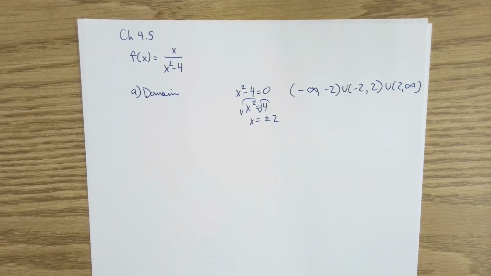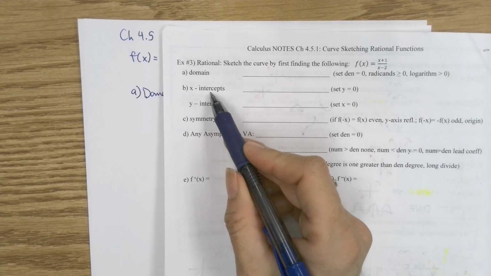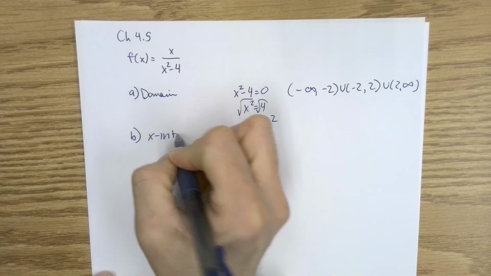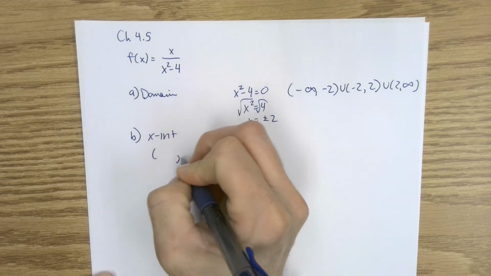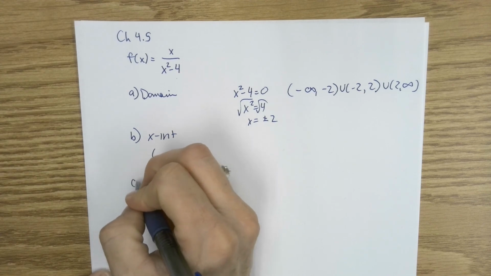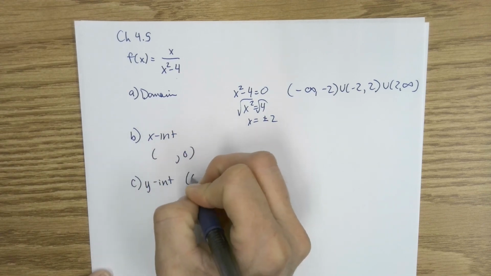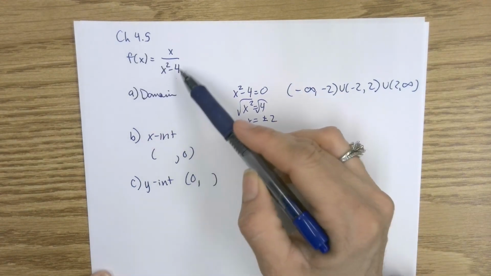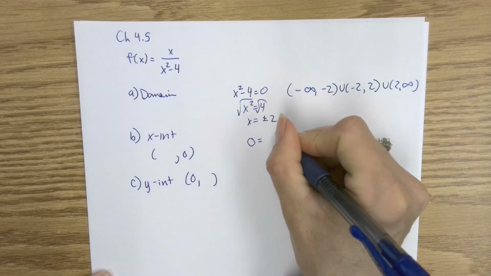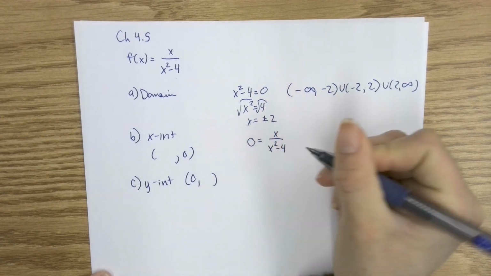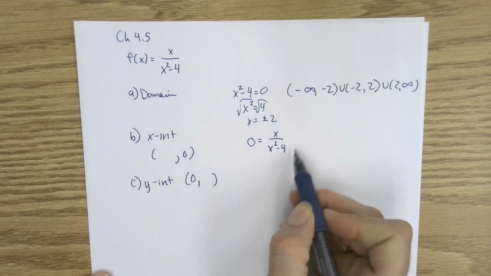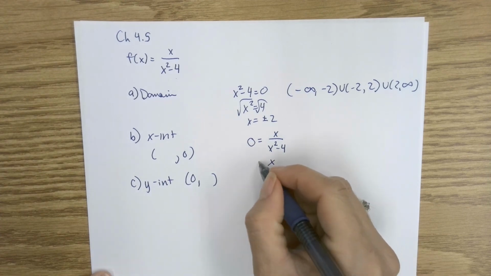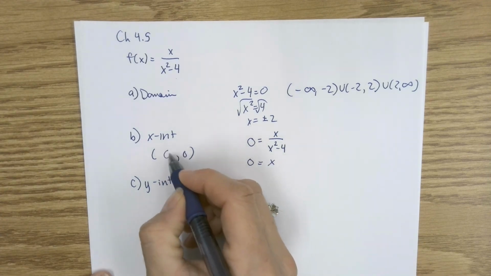Okay, the next thing, and again, I'm just following these steps right here, is to find the x-intercepts and the y-intercepts. For our x-intercepts, we are substituting 0 in for y. For our y-intercepts, we're substituting 0 in for x. So for the x-intercept, I'm going to have 0 equals x over x squared minus 4. A fraction is only equal to 0 when the numerator is 0, so you can just set that numerator equal to 0. So we get the x-intercept of (0, 0).